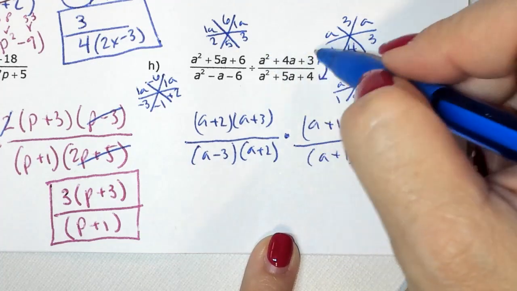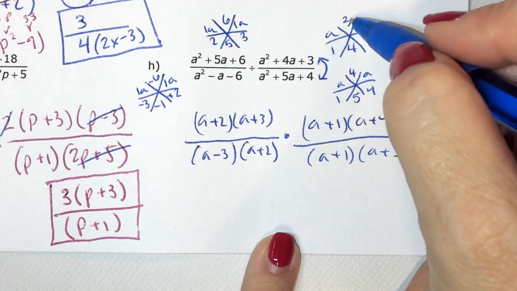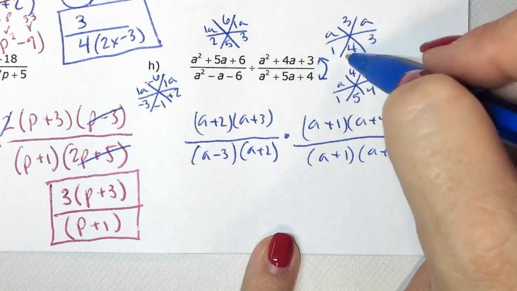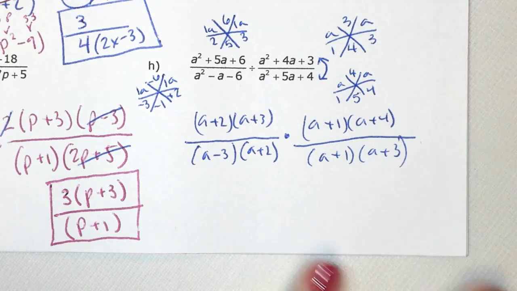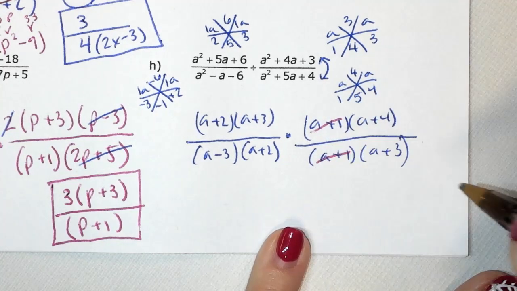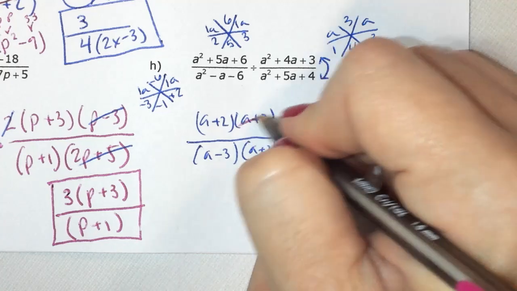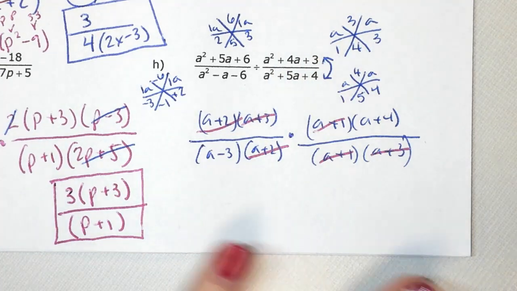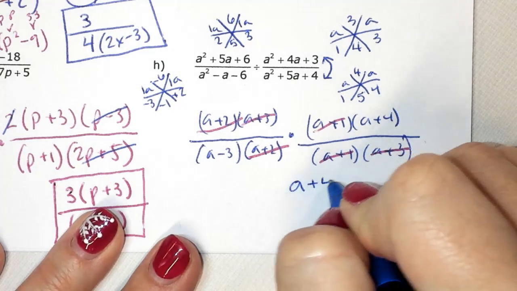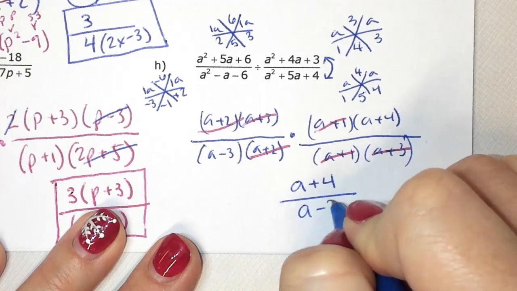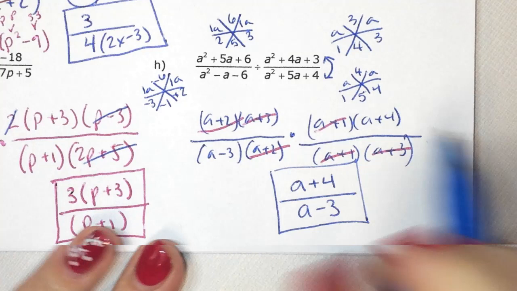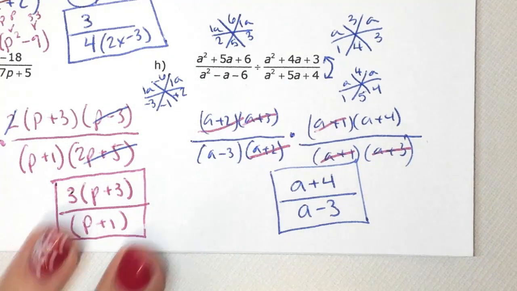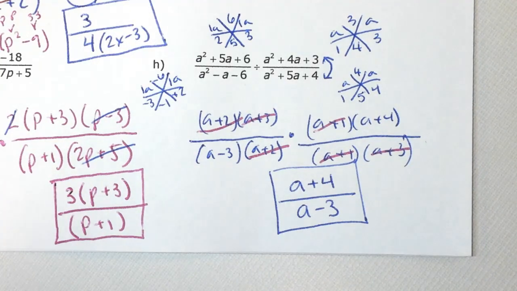Okay, a times c was 3. Only thing that multiplies to give you 3 is 1 and 3. 1 plus 3 is 4, so that worked. And now we get to cancel. So a plus 1, a plus 1, a plus 3, a plus 3, a plus 2, a plus 2. So my final answer is a plus 4 over a minus 3. And again, you could type this in Y1, this in Y2, and see if your table matches, and if it does, your answer is correct.